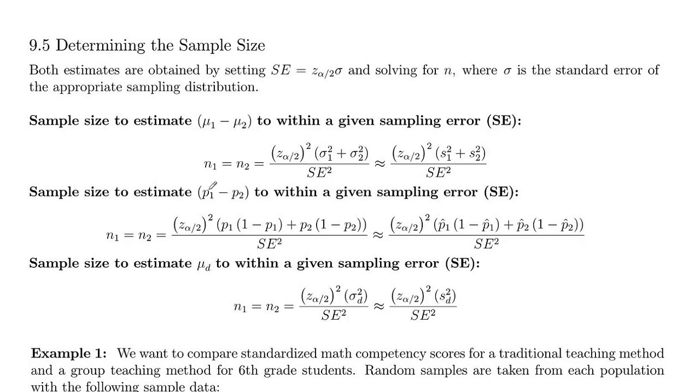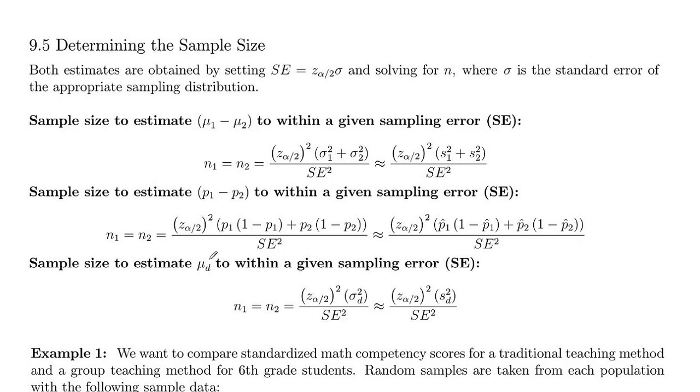To estimate a difference in population proportions to within a given margin of error, sampling error, the two sample sizes will be Z alpha over 2 squared, P1 times (1 minus P1) plus P2 times (1 minus P2), over the sampling error squared. And again, these are population proportions. We usually don't know those, so we instead use the sample proportions.